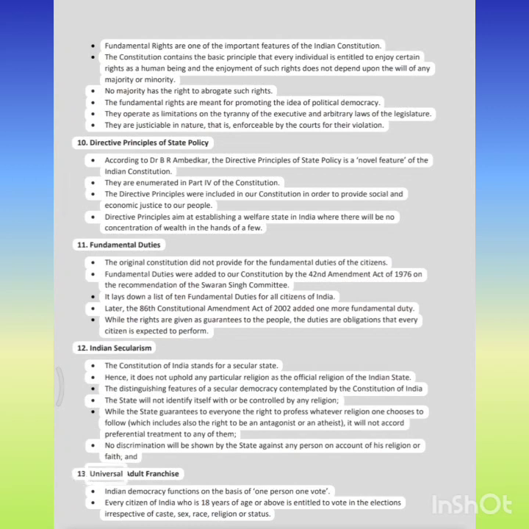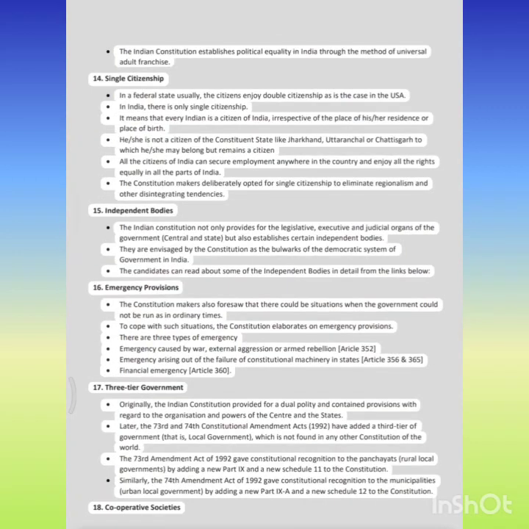13. Universal adult franchise. Indian democracy functions on the basis of one person, one vote. Every citizen of India who is 18 years of age or above is entitled to vote in the elections irrespective of caste, sex, race, religion or status. The Indian Constitution establishes political equality in India through the method of universal adult franchise.